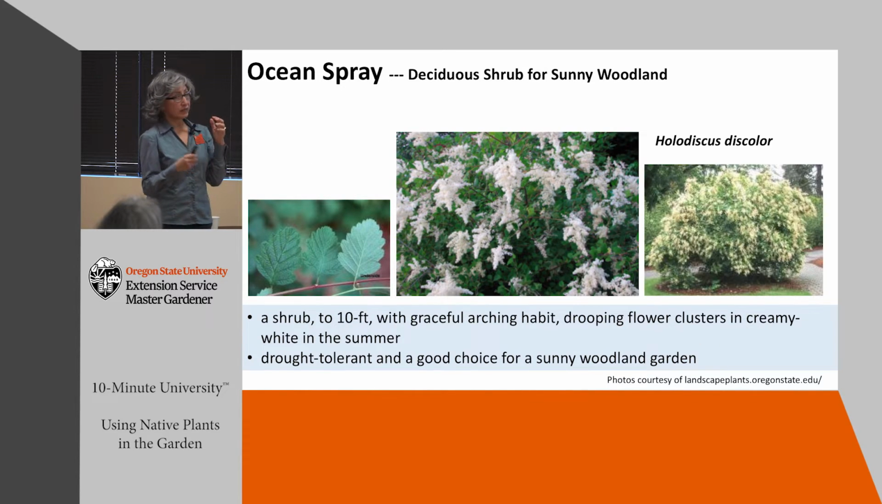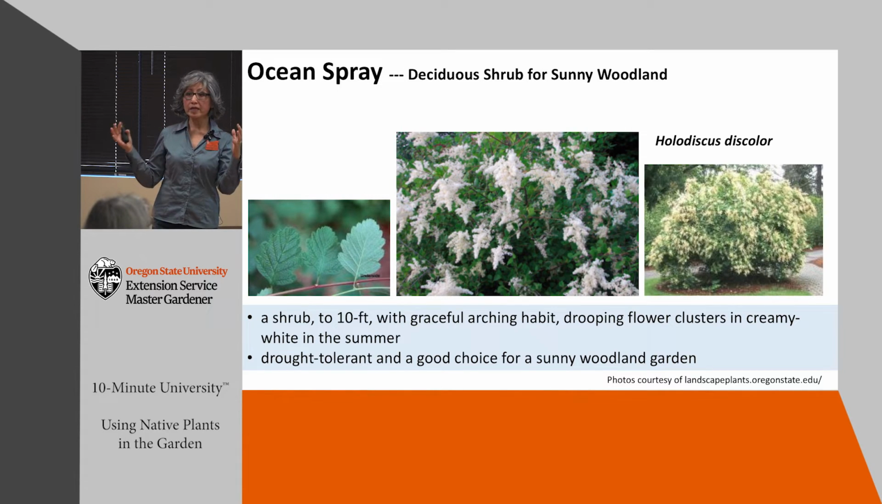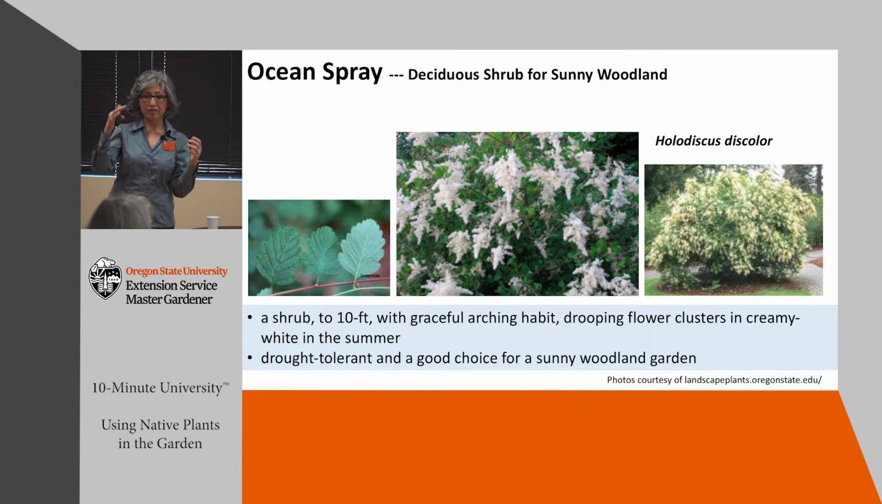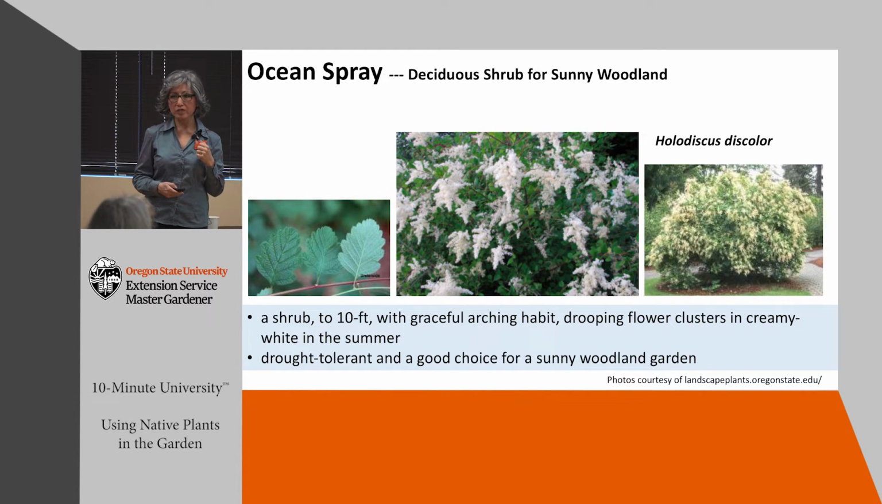Now let's look at a number of shrubs that are more medium size, 10 feet or smaller. Ocean spray, you'll recognize the white flowers. It's kind of a graceful, droopy form. It's good for a sunny woodland. If you put it in too much deep shade, it's going to become lankier.